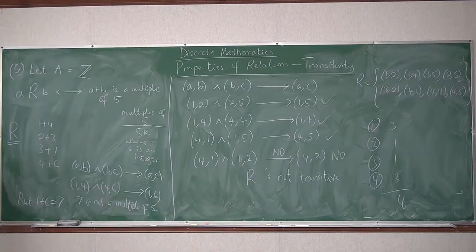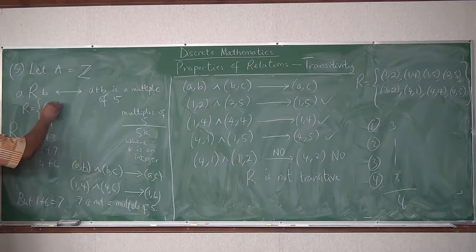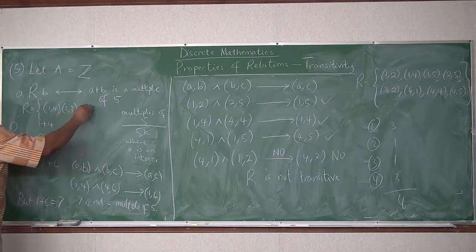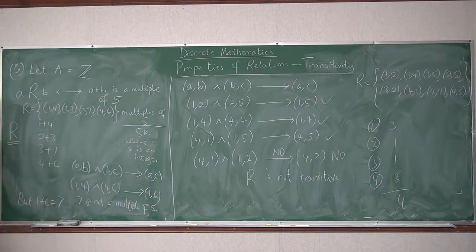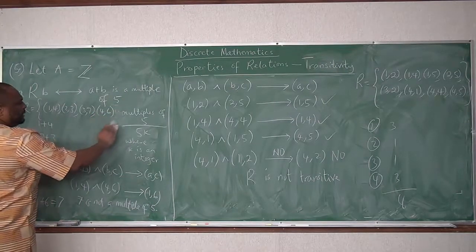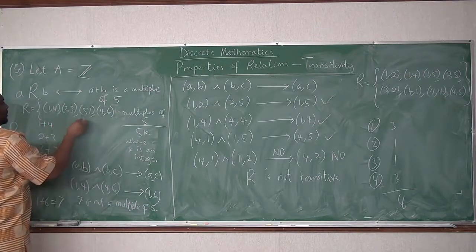Therefore, arrow is not transitive. Okay. So, because if you're looking at the arrow, it would be this set: (1, 4), (2, 3), (3, 7), (4, 6). This is what you're going to look at if you put the arrow. Arrow will be (1, 4), and so on.